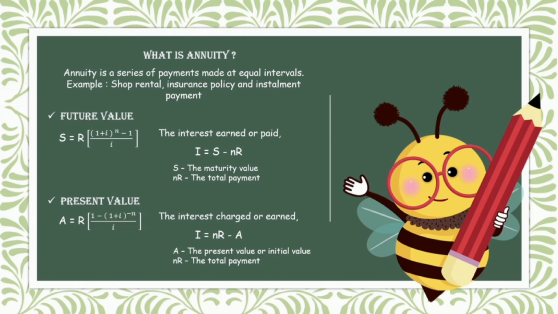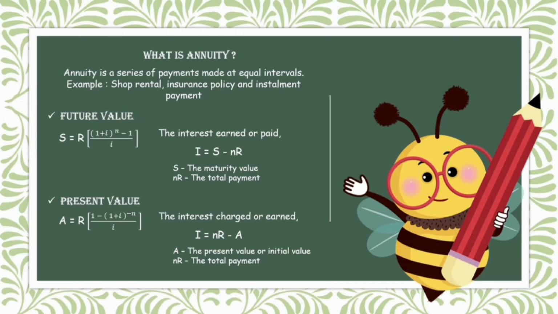Here is the concept of annuity. What is an annuity? An annuity is a series of payments made at equal intervals, for example shop rental, insurance policy, and installment payment. Annuity has two formulas, which are future value and present value. For future value, we use the formula S equals R [(1 + i)^n minus 1] over i.